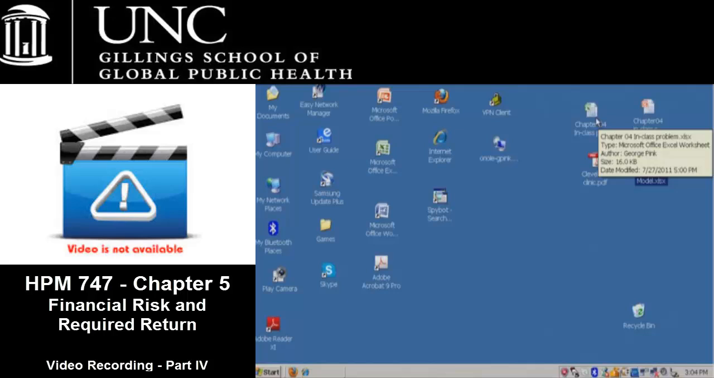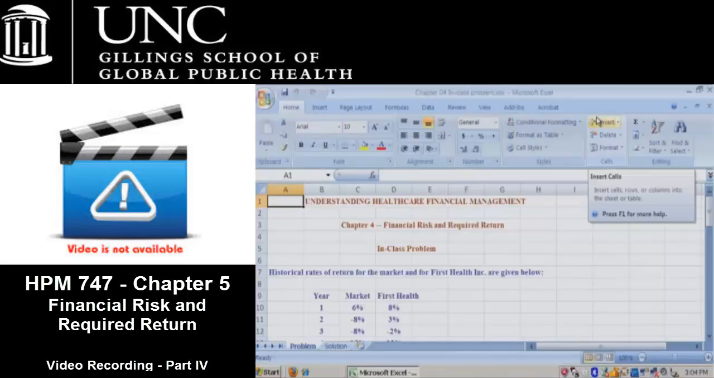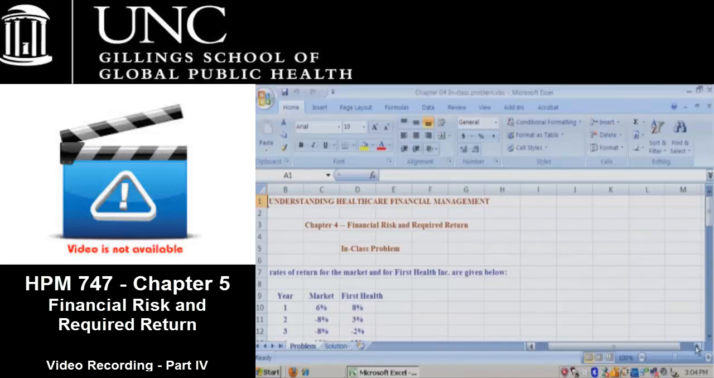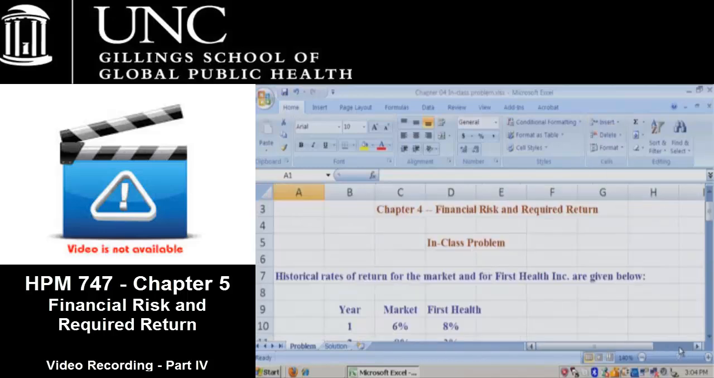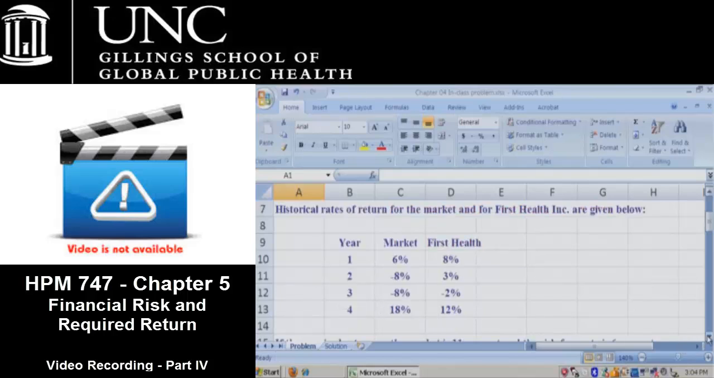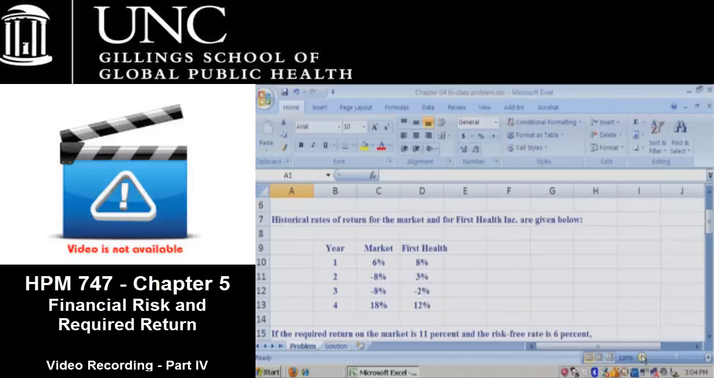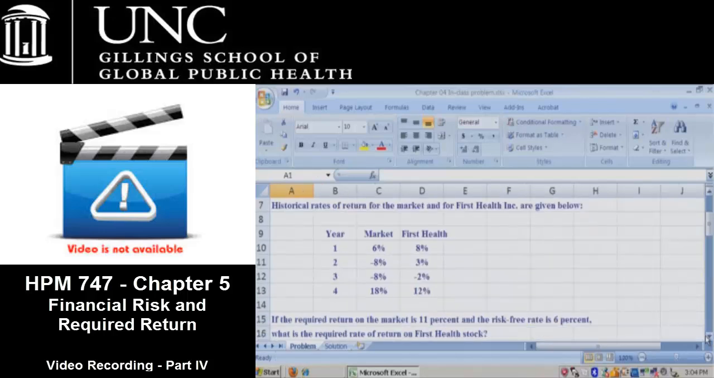Now let's try the in-class problem. Take a crack at this. I just showed you how to use the slope function in Excel. That's what you're going to use here. Required rate of return on the market is 11%, risk-free rate 6%. What's the required rate of return on the first stock? We're going to use the capital asset pricing model.